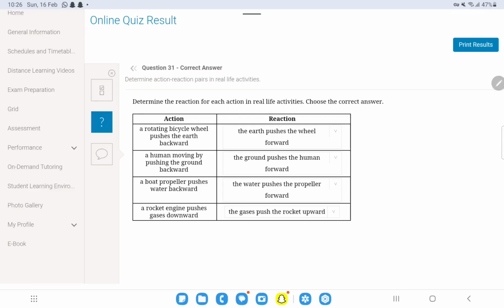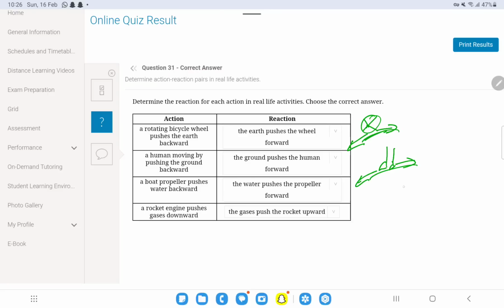I mean, this question is common sense, it came in the periodic. A rotating bicycle wheel pushes the earth backward. The wheel pushes the earth backwards, so the earth pushes the wheel forward. The human moving by pushing the ground backwards, the human pushes the ground backwards, so the ground pushes the human forward.